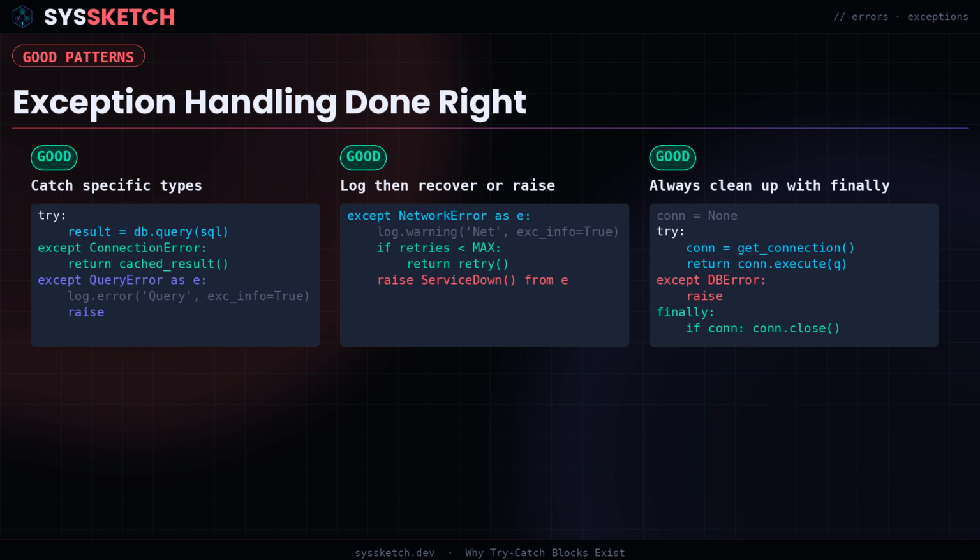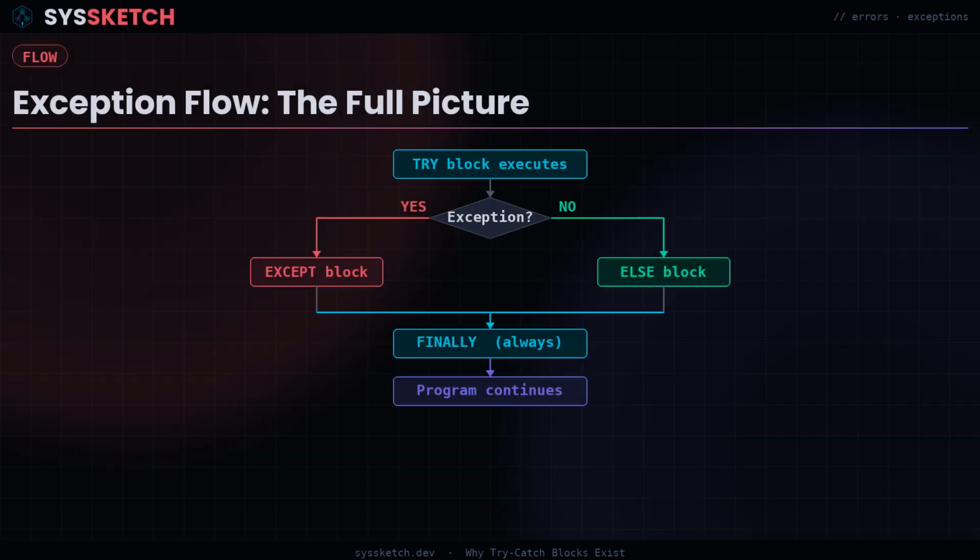Once you know what not to do, the good patterns follow naturally. Catch specific exception types so you know exactly what you are handling. Log the exception with exc_info=True so the full traceback ends up in your logs. Then decide: can you recover from this? If you have a cached result, return it. If you can retry with backoff, try again. If neither is possible, re-raise a higher level exception that makes sense to your caller while preserving the original as the cause. Always use finally to release resources. A connection or file handle that you opened in the try block needs to be closed whether the operation succeeded or failed. Never rely on the happy path to do your cleanup.